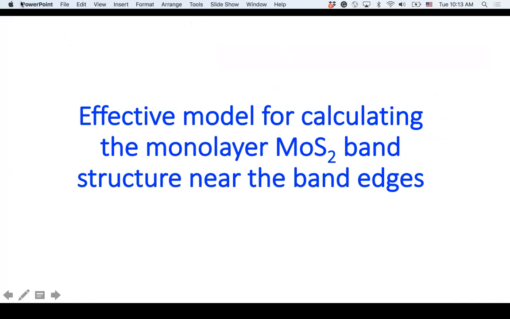Good morning, everyone. In this lecture, I'll try to introduce the band structure of a monolayer MoS2. I prepared some lecture slides on how we can understand the material MoS2, and then from the slides, we try to build an effective model for calculating the band structure near the band edges. That means near the K or K prime points.